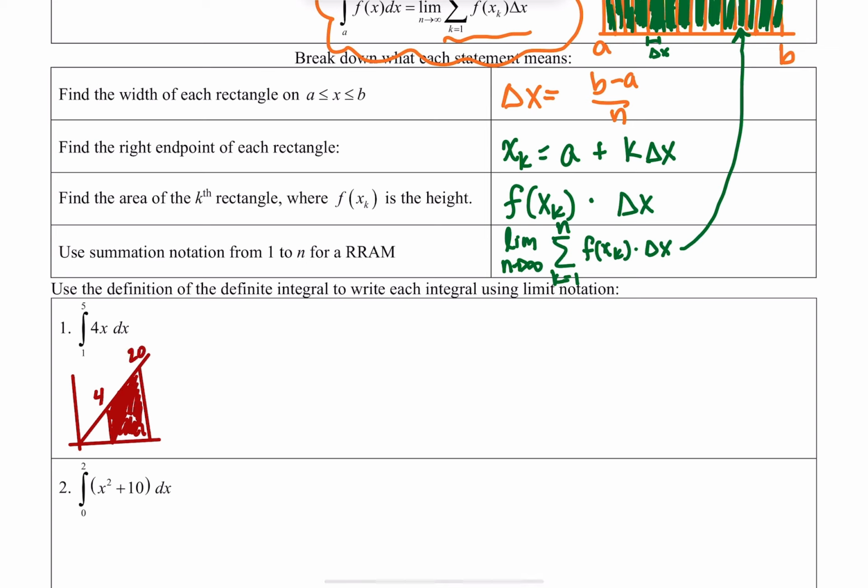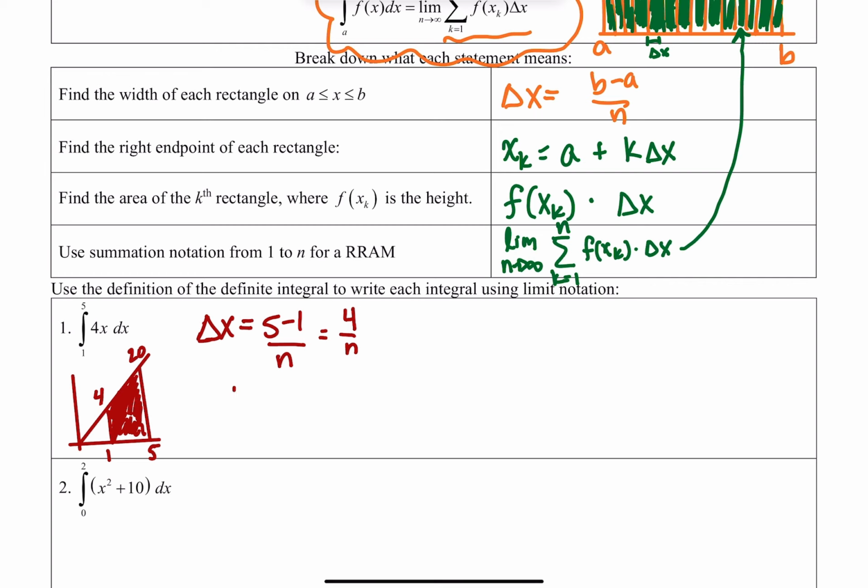5 is 20 right here. So this is 1 to 5. So to find the width, I am going to have delta x is equal to 5 minus 1 over n, where n is going to represent how many subintervals I want. So I have 4 over n.